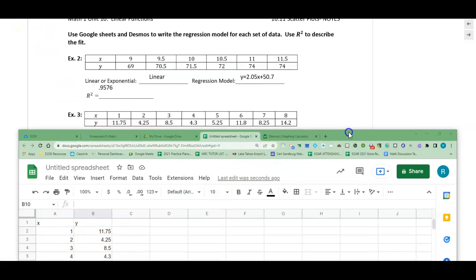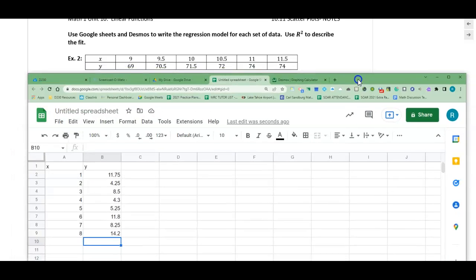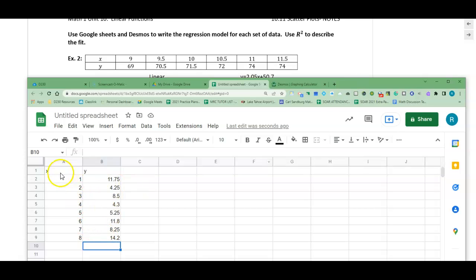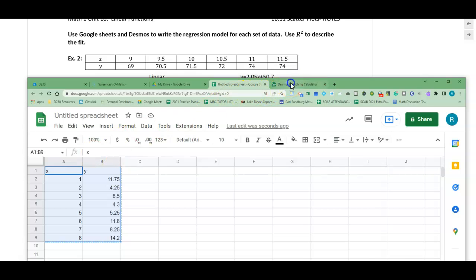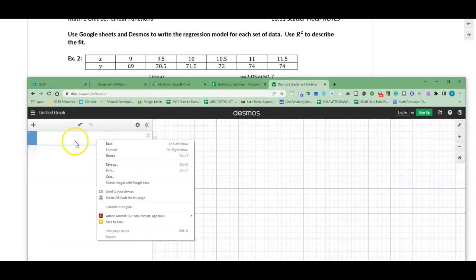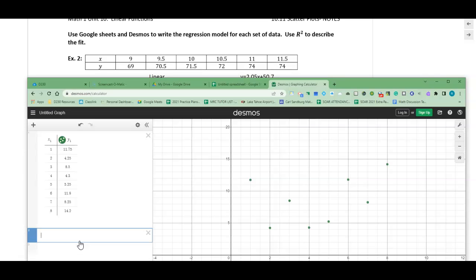I already copied the data in there. We're working on example 3, and if you see, I put the data in there. I'm going to copy it and paste it into Desmos. Control V. Once I do that, I look at my data. There's really no correlation here. I can try to fit a model to it. If anything, this would be more exponential, if I wanted to do exponential.